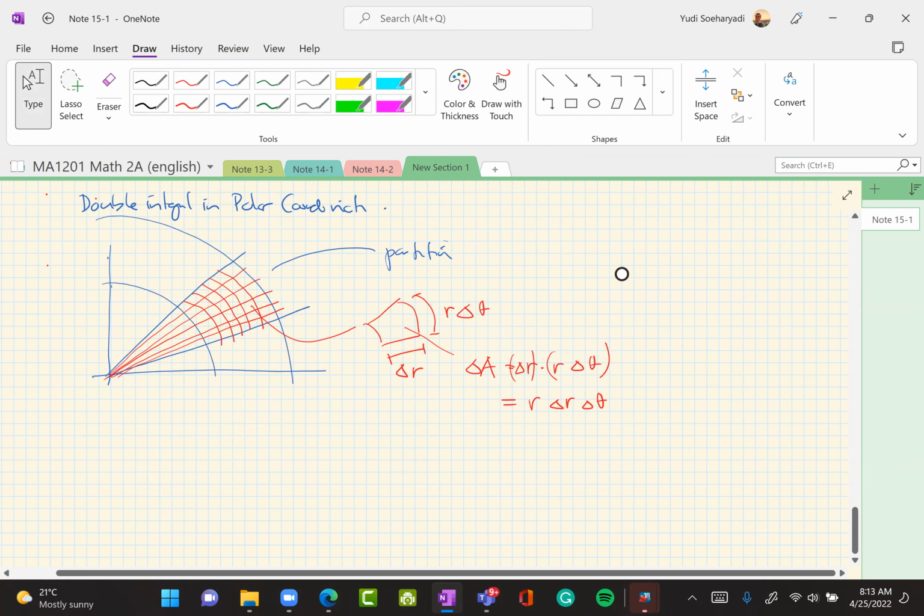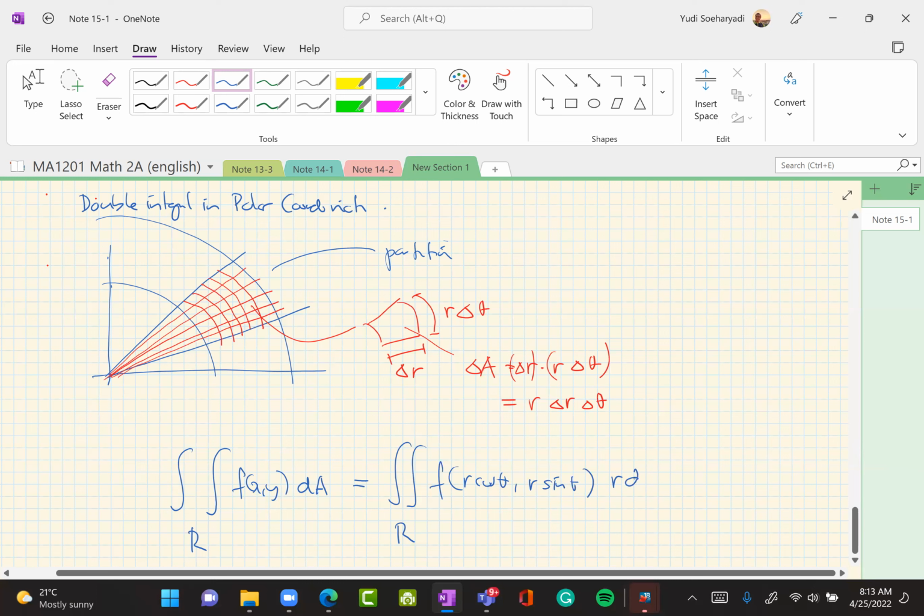So if you have this integral over region R, in polar coordinates it is still R, but the expressions are now r cosine theta, r sine theta, and dA is r dr d theta.